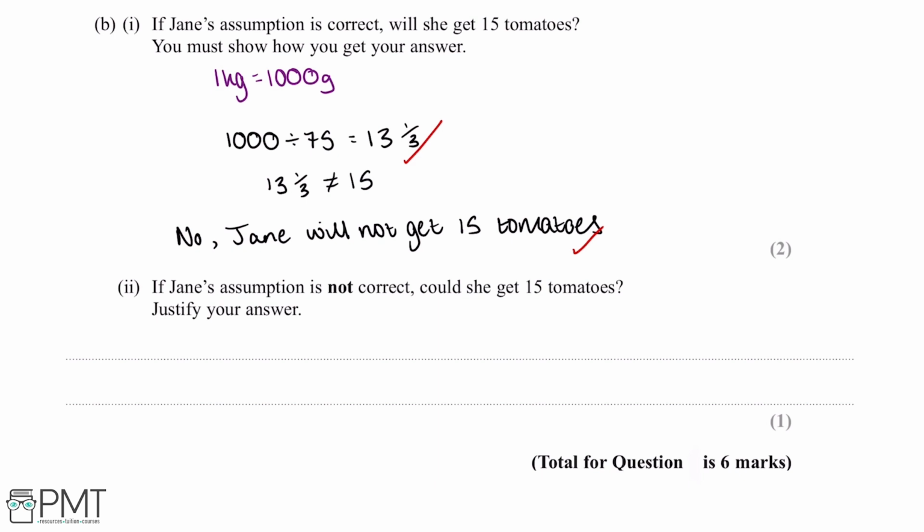If Jane's assumption is not correct, could she get 15 tomatoes? Justify your answer. So Jane has assumed that each tomato will be 75 grams. However, if each tomato weighs less than 75 grams, for example, say 50 grams, then Jane will be able to get more than 15 tomatoes. So yes, Jane is correct, because if each tomato weighed less than 75 grams, then Jane could get 15 tomatoes.